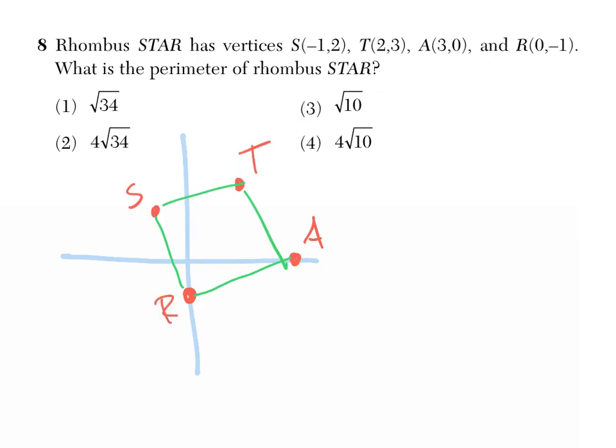It says, what is the perimeter of rhombus STAR? So what we're going to need to do is figure out the distance from any one of these sides and then simply multiply it by 4. To do that, we're going to be applying the distance formula.